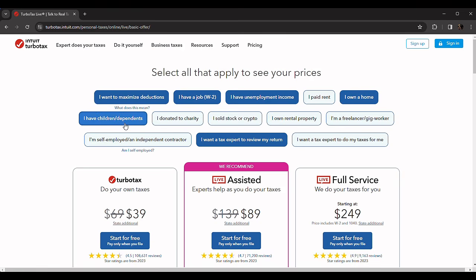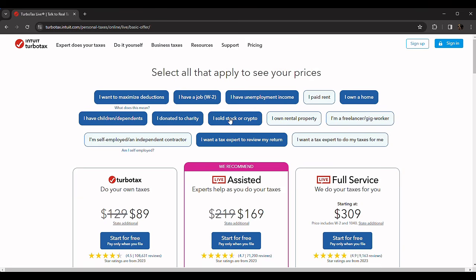And they're going to ask you if you have children or dependents. In this situation, let's just say yes, because there are deductions, there are tax credits that you will be qualifying for. We did donate to charity, so we'll say yes. In this example, we'll say that we did sell stocks, we did sell crypto. We'll run through a lot of investment examples. Notice that, see? We went from $39 to, if you're going to do investment income transactions, it's going to get upped to $89.